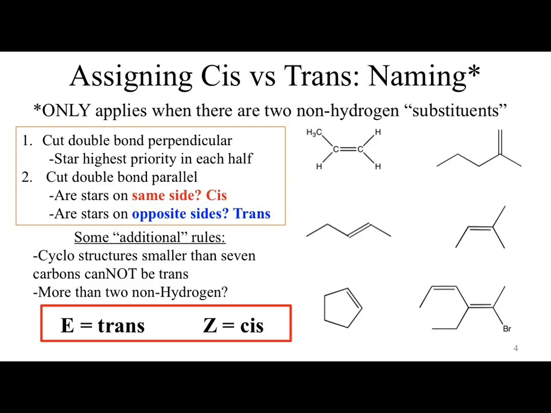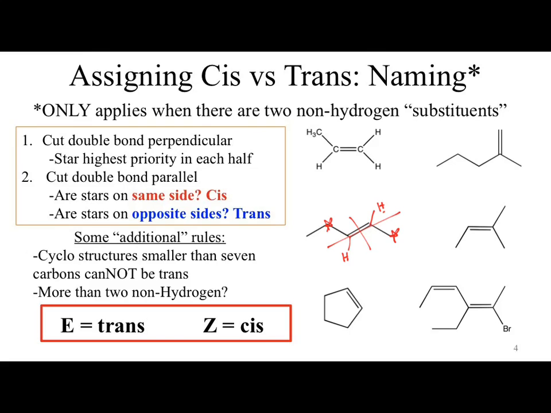Okay, so we can cut in half perpendicular to the pi bond. That's a bad example because that one doesn't have one. We'll cut perpendicular, that's an eraser. Cut perpendicular and try and find priorities on the sides. So we're looking at carbon versus hydrogen. Carbon's higher priority, we can star it. Carbon versus hydrogen, star it.